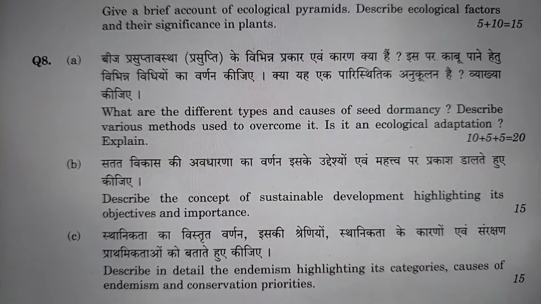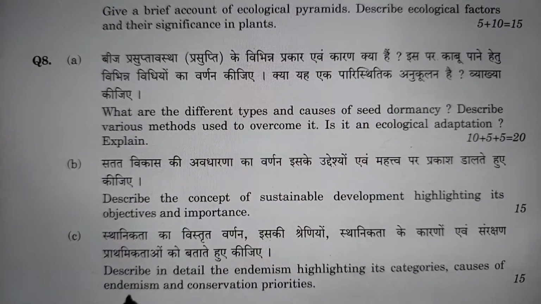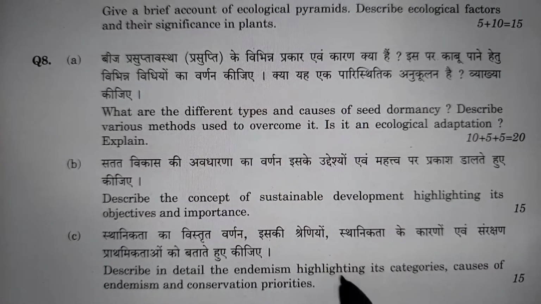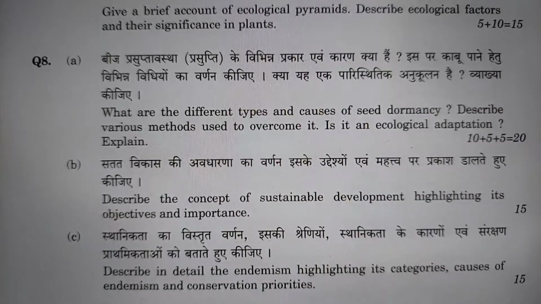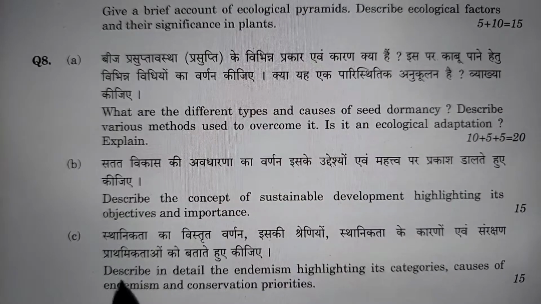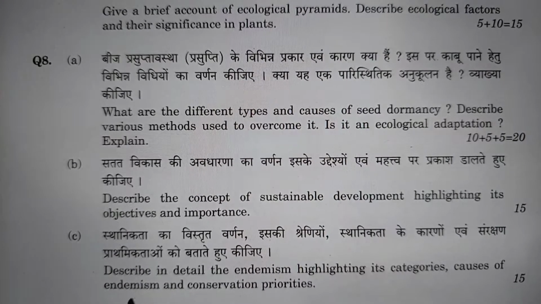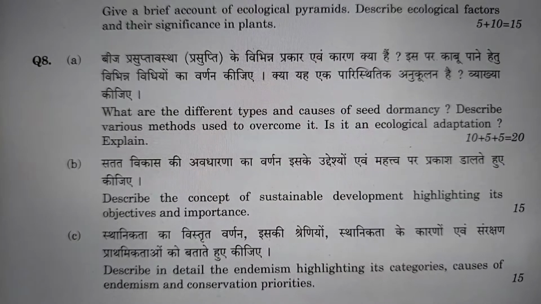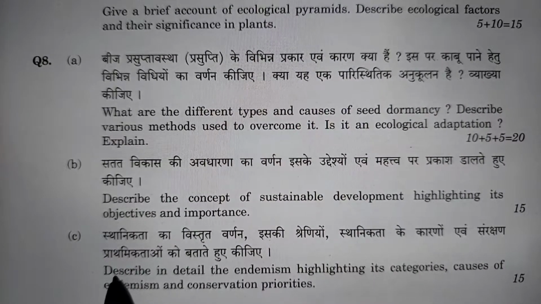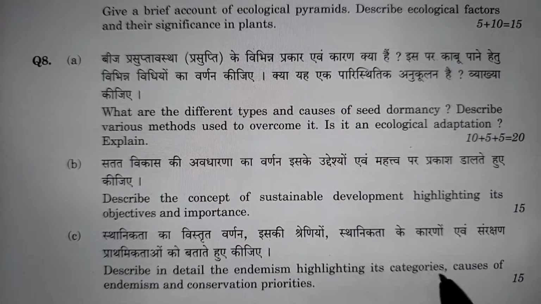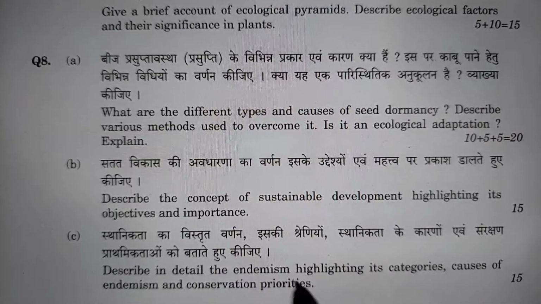Total 15 marks. The question number 8, option C, is describe in detail the endemism, highlighting its categories, causes of endemism and conservation priorities. So this one is having a lot of parts. You have to tell the categories, causes of endemism and conservation. So you have to explain categories, 5 marks, causes of endemism 5 marks, and conservation priorities is also 5 marks.